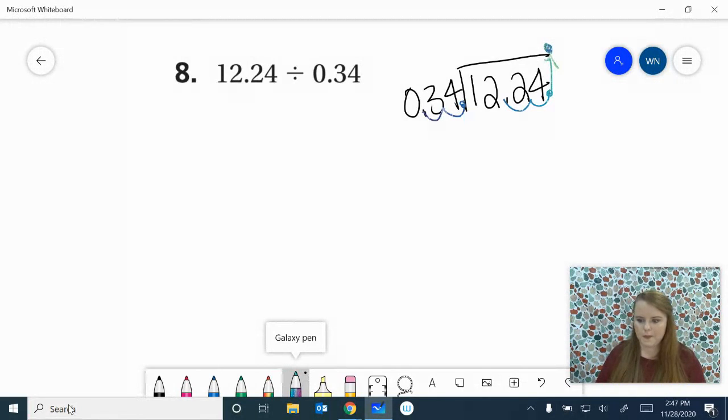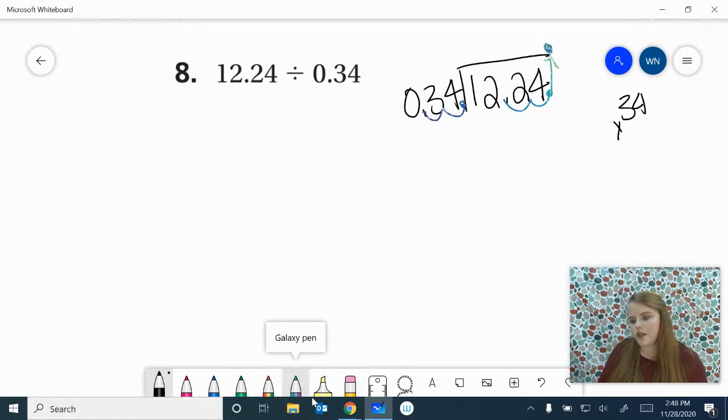All right. 34 into 12 is 0. 34 into 122. Let's count by 30s. 30, 60, 90, 120. I wonder if it's going to fit. Let's try 34 times 4, but I bet it's going to be too big. That's a 3, not a 4. 4 times 4 is 16. 3 times 4 is 12. 13. That's too big.